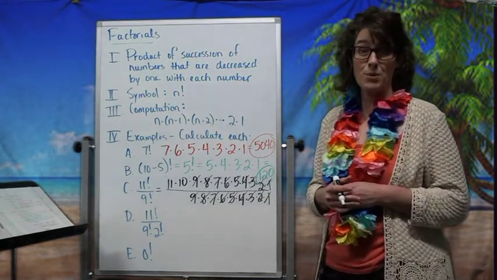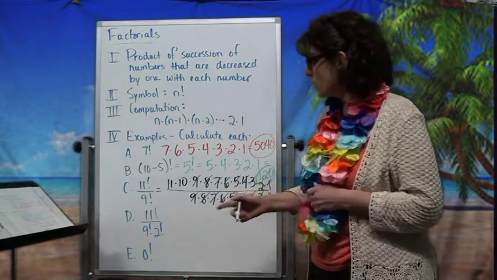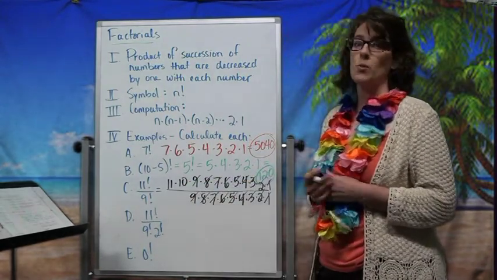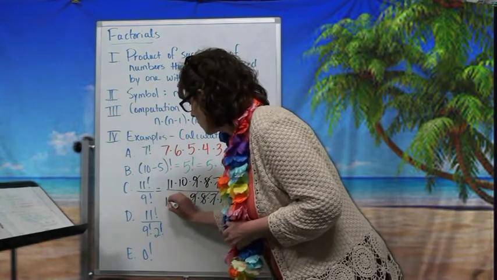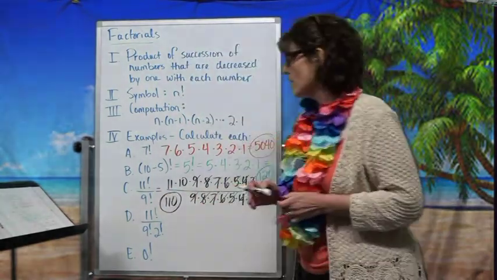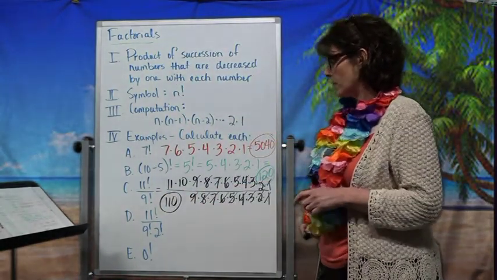That makes life pretty easy, because now all I'm left with is just an 11 times a 10, which frankly we can do in our head, because we know that 11 times 10 is just 110. So that's the answer to that third one.